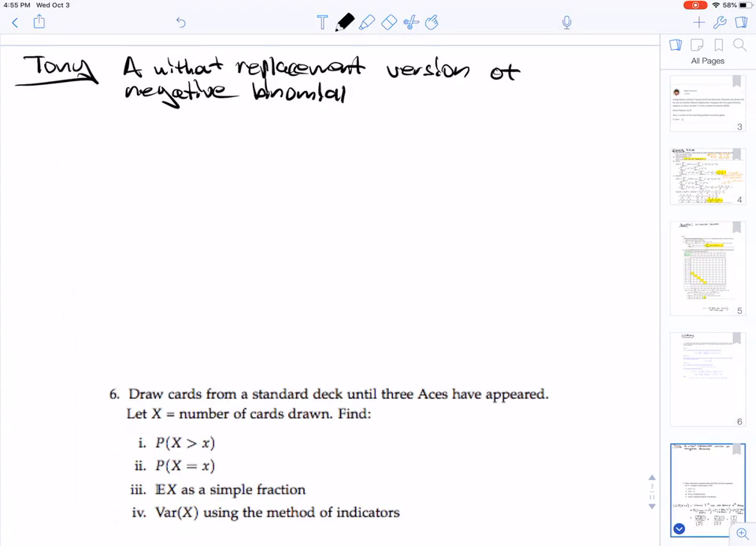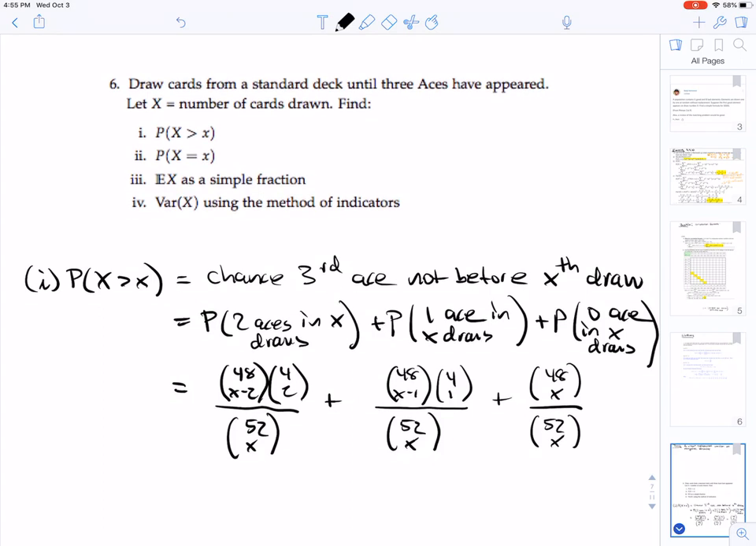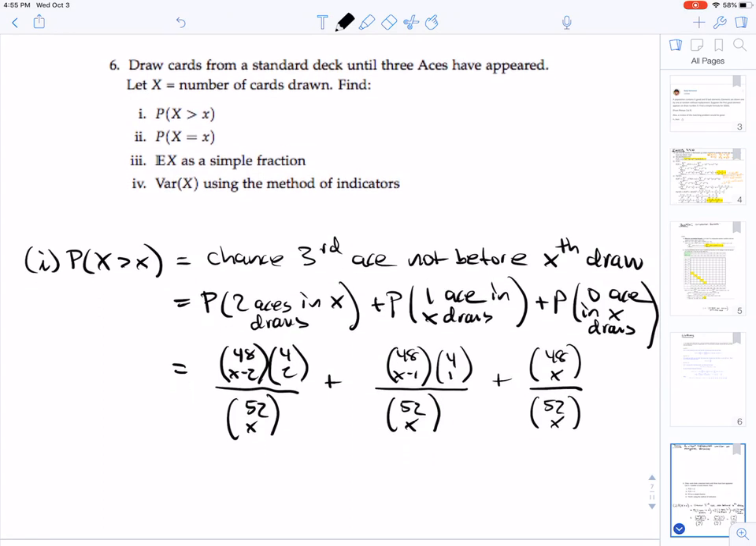So here's an example of a without replacement version of the negative binomial. The probability that X is greater than x, this is the chance that the third ace is not before the xth draw, which means that there are either 2, 1, or 0 aces in x draws, and I can find those probabilities straightforwardly using the hypergeometric formula.